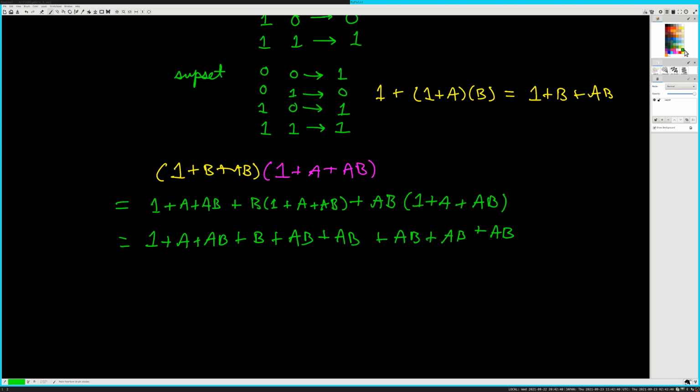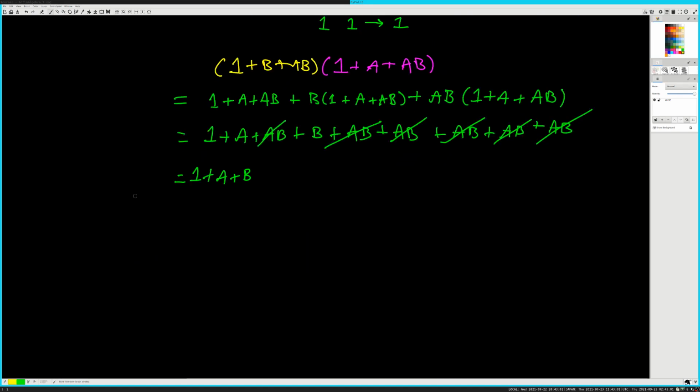Okay, so let's do some canceling. This cancels with this. And then this should be 1 plus a plus b. And if we go and reverse engineer the truth table for this, let's call this IFF, or set eq actually would be better. So the set equivalence is both the subset and the superset relationship. I'm just illustrating this. 0, 1, 0, 1, 1.